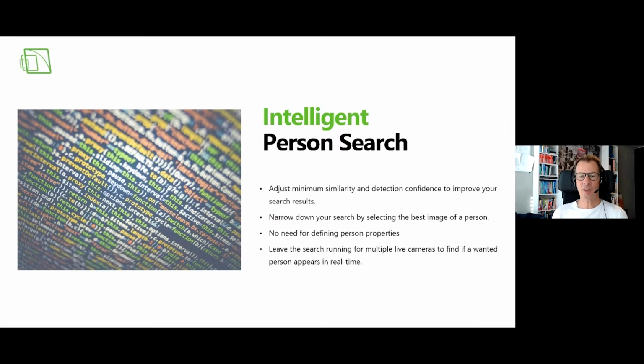How is it working? First of all, you can adjust the minimum similarity and detection confidence to improve your search results. The standard confidence is 50%. So the person must be 50% correct to be recognized. But you can adjust this. You can imagine that, for example, a person is standing a little bit further back, or the camera is looking from top to down, so you cannot really identify that person. So the angle is important, etc. You can adjust this yourself if you are not happy with the results.